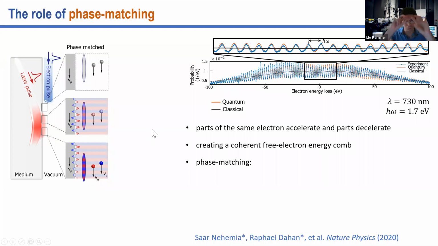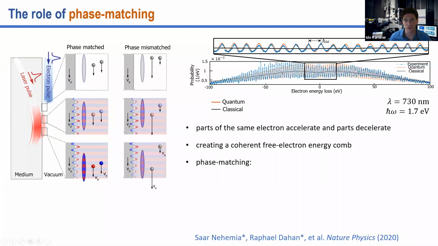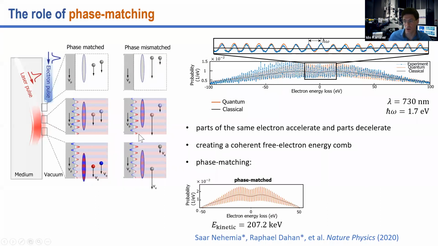While if we do not match the velocities precisely, even a small change, the same parts that originally accelerated are now decelerating after a while, and the desynchrony between the velocity of the two waves, the light wave and the electron wave, will cause the strength of this effect to diminish. And that's also how it looks experimentally.